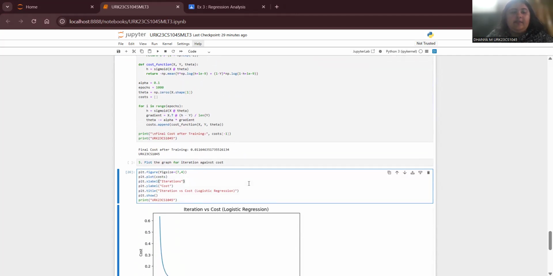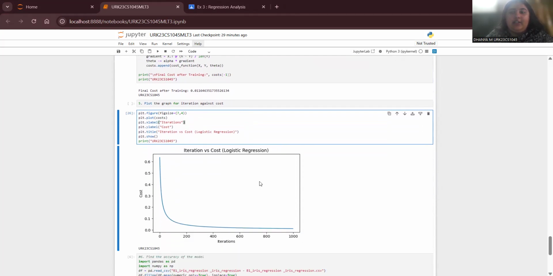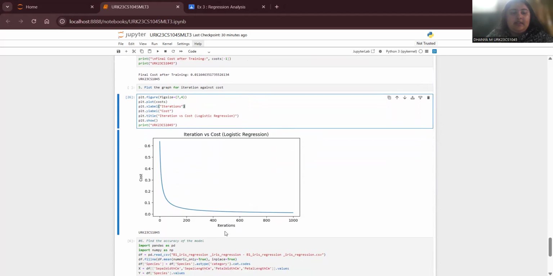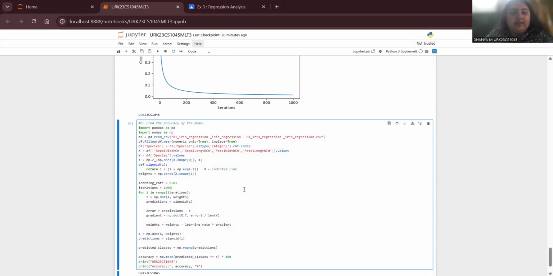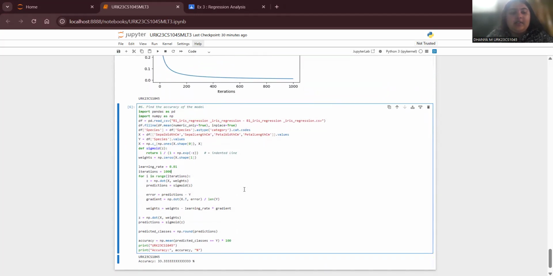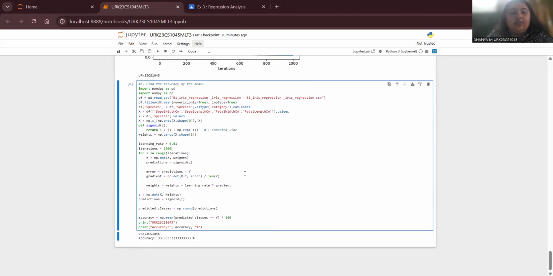And for the fifth question, I have plotted the graph for iteration against cost. The x-axis contains the number of iterations and the y-axis is the cost value. This graph shows how the cost decreases as the model learns. And for the sixth question, I have computed the accuracy of the model. Accuracy measures how many predictions made by the model are correct. Accuracy equals correct predictions divided by total predictions, times 100. A higher accuracy indicates better classification performance.